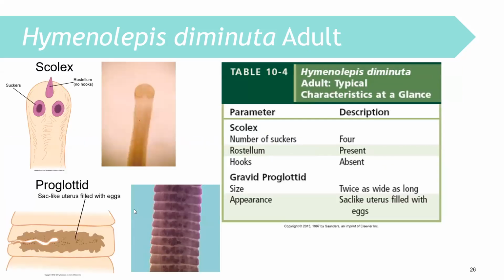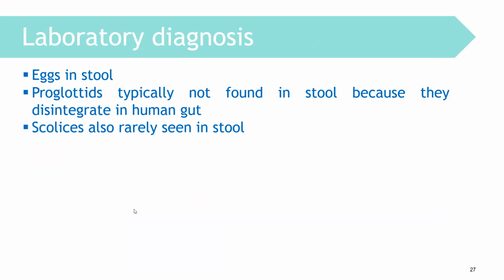This is the head or the scolex of Hymenolepis diminuta with a rostellum with no hooklets. The proglottids contain a sac-like uterus which is filled with eggs. The number of suckers is 4 since this is a cyclophyllidean. A rostellum is present but no hooklets. Okay. The laboratory diagnosis for this one is of course the stool.